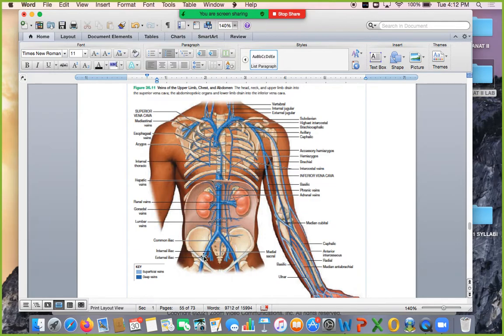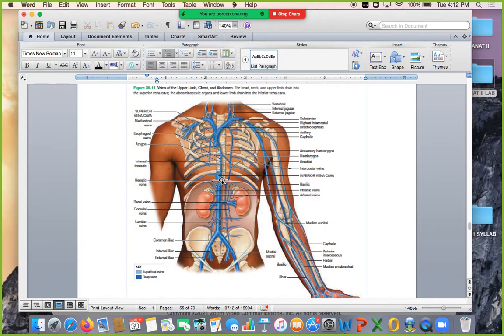So again, we're going to do that. Here's our external iliac and our internal iliac coming up. We're going to get the lumbar veins coming in, the gonadal veins, the renal veins, the adrenal veins, the phrenic veins, which are going to be part of the diaphragm. So get stuff out of the diaphragm.